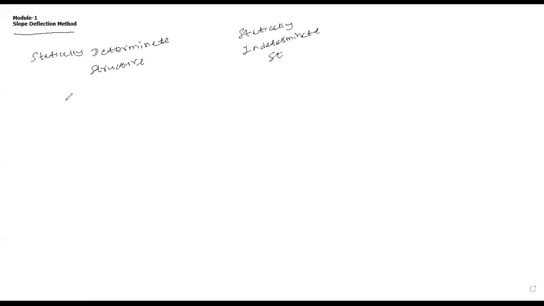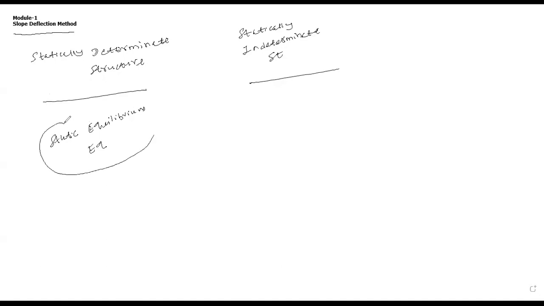Fine. Let me try to understand what is a statically determinate structure and what is a statically indeterminate structure. So a structure which is capable of being analyzed by using static equilibrium conditions alone. Okay, if we are able to analyze a structure by using static equilibrium equations alone, such a structure is known as a statically determinate structure.